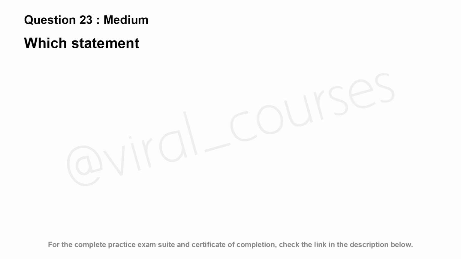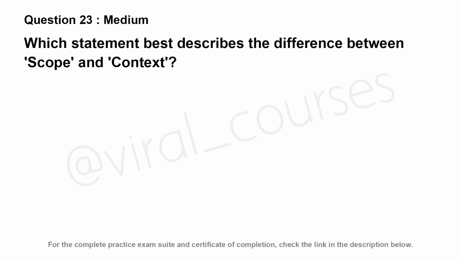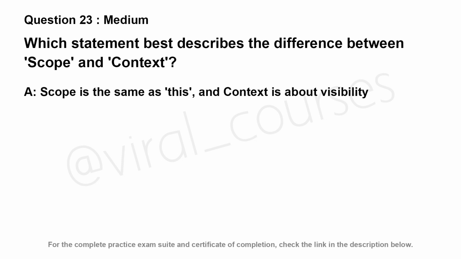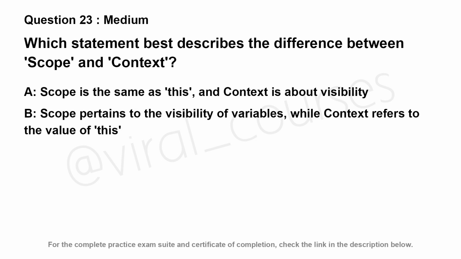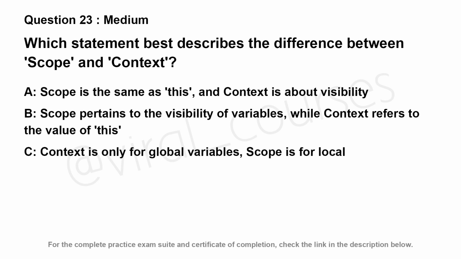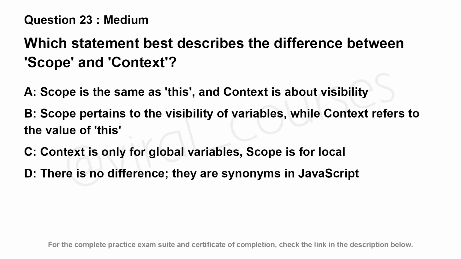Which statement best describes the difference between scope and context? Option A. Scope is the same as this, and context is about visibility. Option B. Scope pertains to the visibility of variables, while context refers to the value of this. Option C. Context is only for global variables. Scope is for local. Option D. There is no difference. They are synonyms in JavaScript.